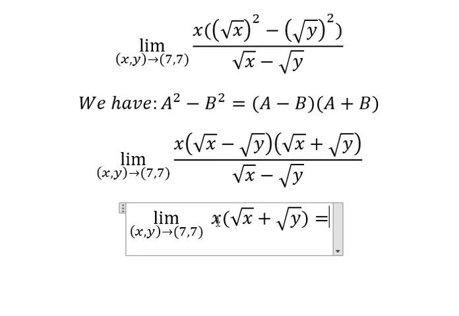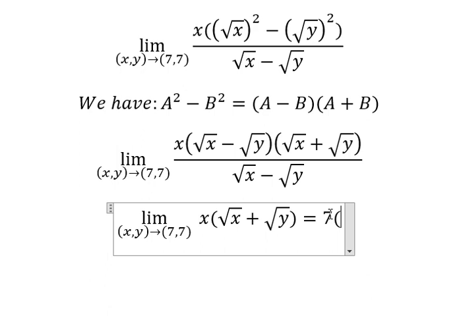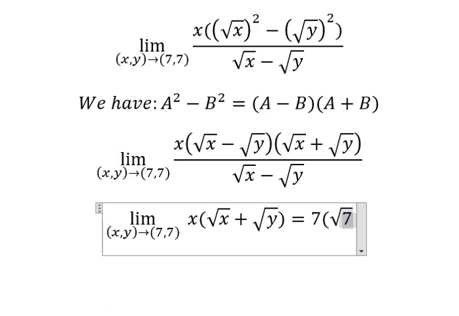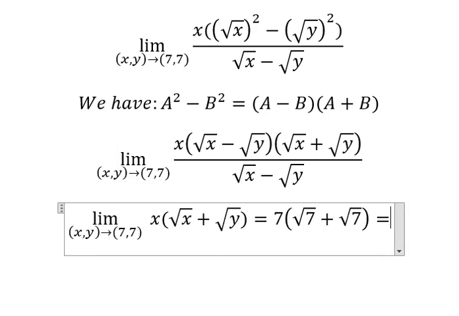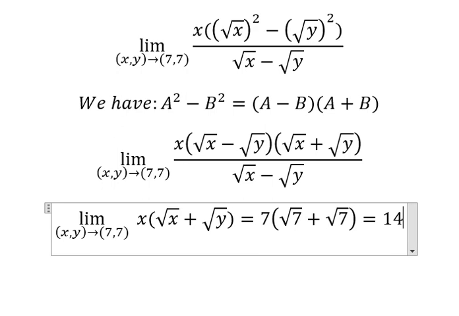Now we put number 7 and number 7 in here. So we have the final answer. And this one we have 14 with the square root of number 7.